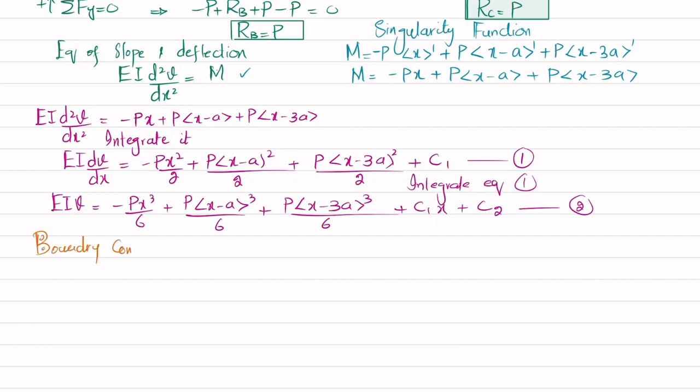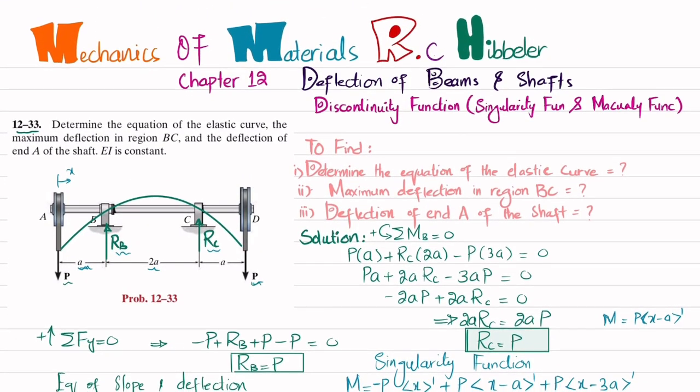So we will find C1 and C2 by using boundary conditions. So what are the boundary conditions? The first boundary condition is that at x equal to 2a, we have dv/dx equal to 0. Let me show you here. Now you can see this is the midpoint. Clear? The length is 2a. If you take the tangent to this curve at this point, dv/dx, which is the slope, is equal to 0.